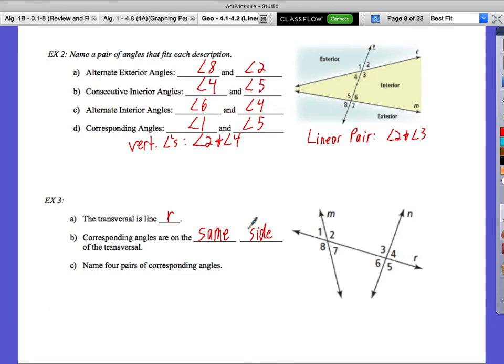Now, on this one, we want to list all 4 pairs of corresponding angles. Mason, can you give me 1 pair of corresponding angles? 1 and 3. Very good. They're both at the top left, okay? Good job, Casey. Can you give me another pair? Colton, can you give me another pair? I'll call on you later, Casey. 8 and 6. Very good.